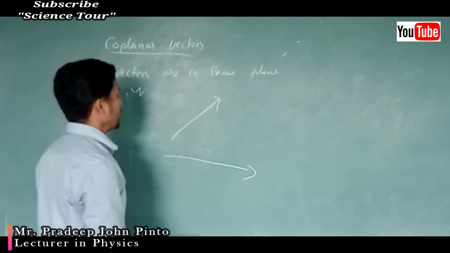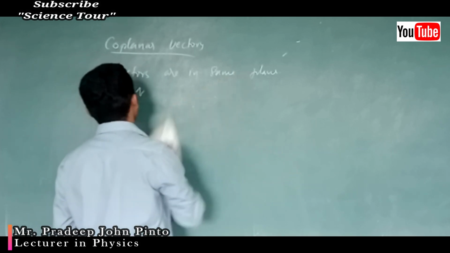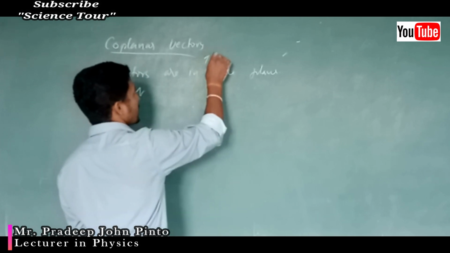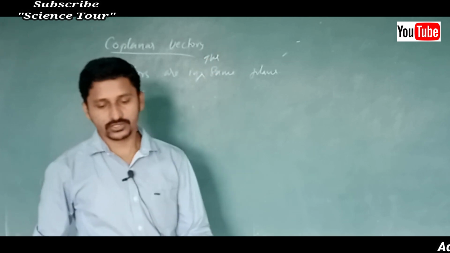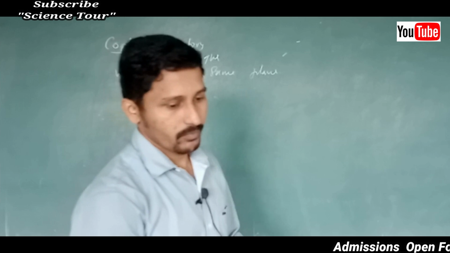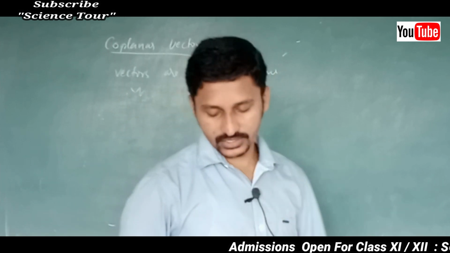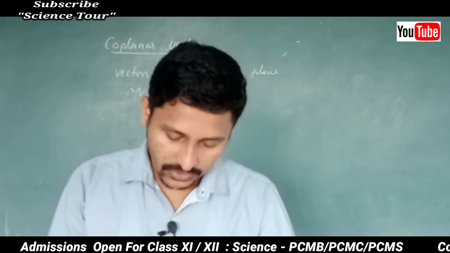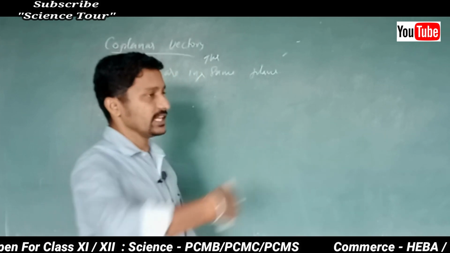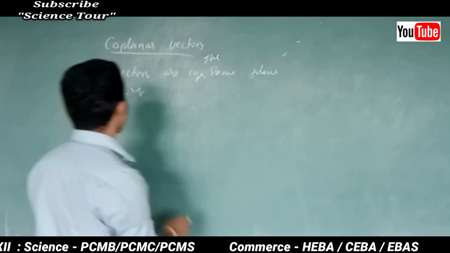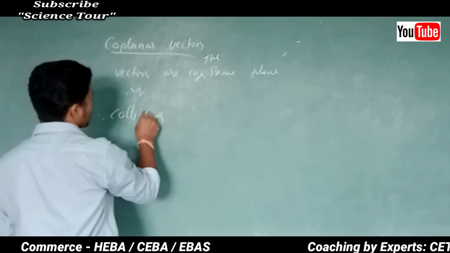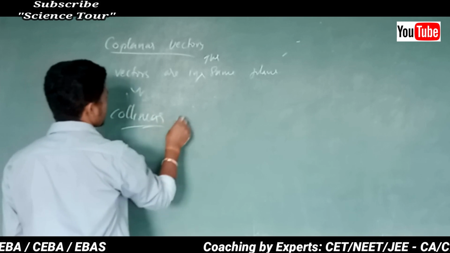So these are coplanar vectors: vectors that are in the same plane are called coplanar vectors. Now next, collinear vectors. Collinear means line: linear means line.